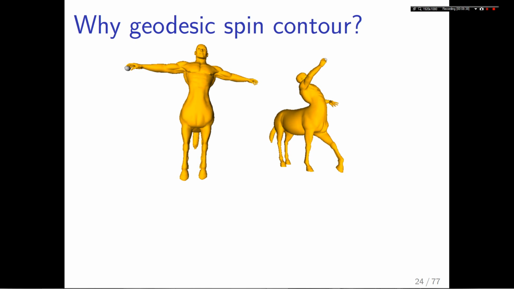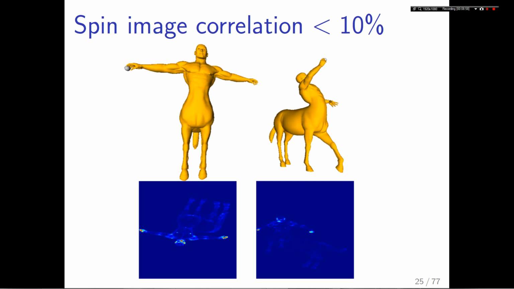So in this set of figures, I will show you why we use geodesic spin contour instead of geodesic spin image. For example, these two shapes are near-isometrically deformed. You can see the spin image correlation is very poor when we compute the cross correlation between these two spin images. The correlation value is less than 10%.